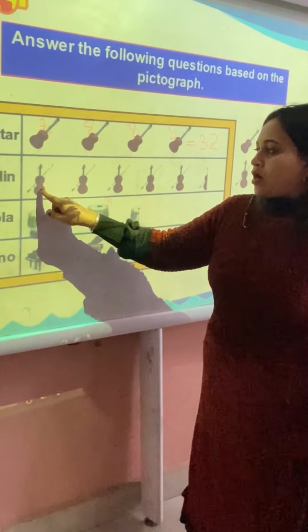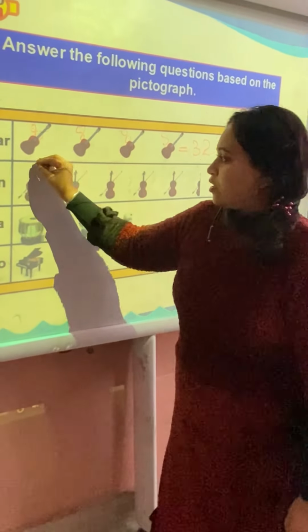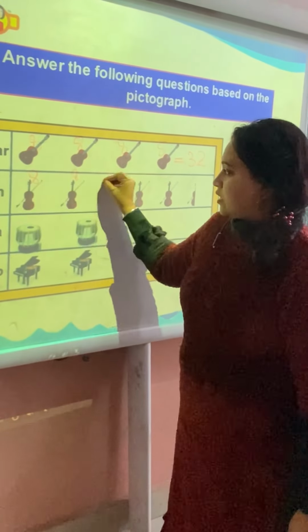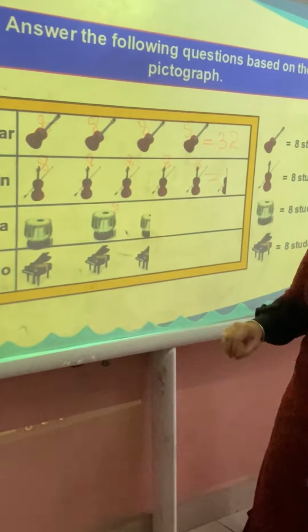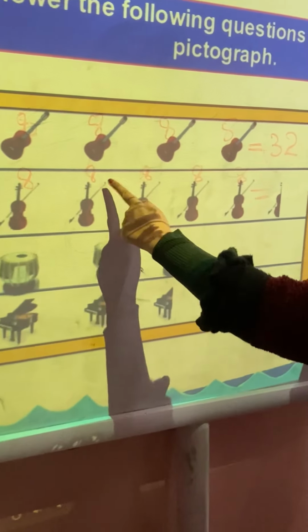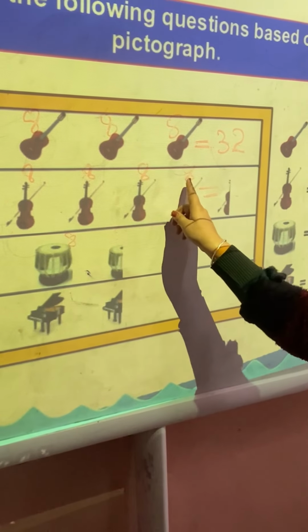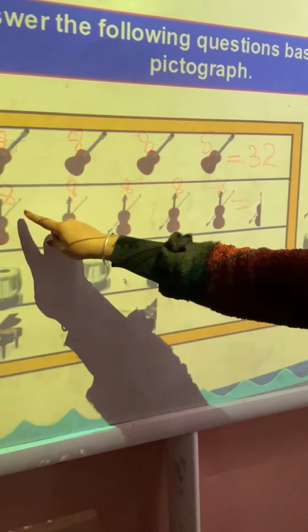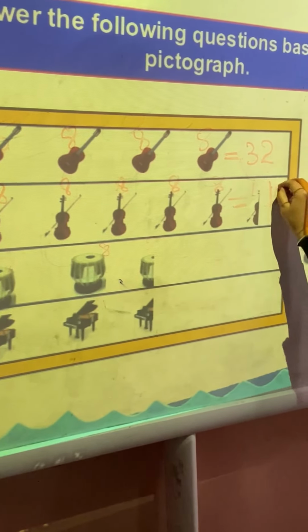Now violin, each violin is equal to 8 students. Here also you will write 8 on each violin and count the total number of violins. 8 plus 8 plus 8 plus 8 plus 8. See how many violins are there? 1, 2, 3, 4, 5. So it is equal to 40.